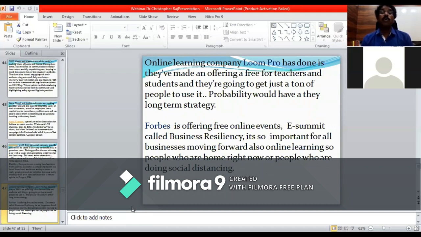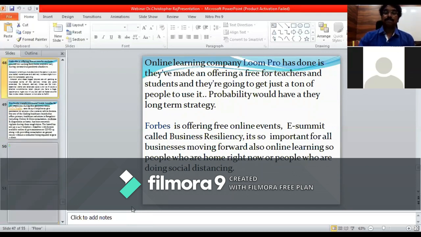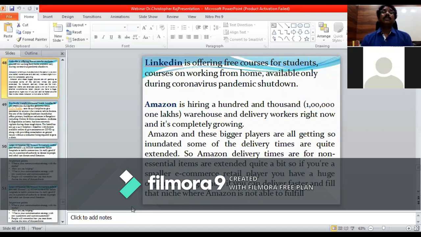Forbes is offering online events, e-summits called Business Resilience. It's so important for all the businesses moving forward, also online learning, for the people who are at home right now, or people who are doing social distancing. LinkedIn is offering free courses for students, courses on working from home, available during the corona pandemic shutdown.